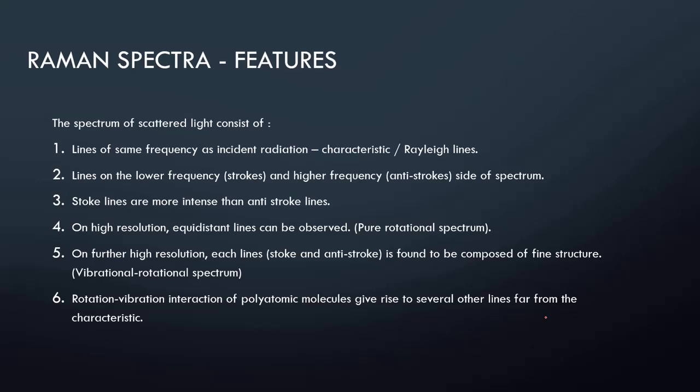On higher resolution, we can see equidistant lines, and this arises from the pure rotational interaction. On further resolution, we can see the Stokes lines and the anti-Stokes lines are alternated and composed of a fine structure with the vibrational-rotational interaction. The rotation-vibration interaction of the polyatomic molecules gives rise to several other sets of these lines on either side of the spectrum.